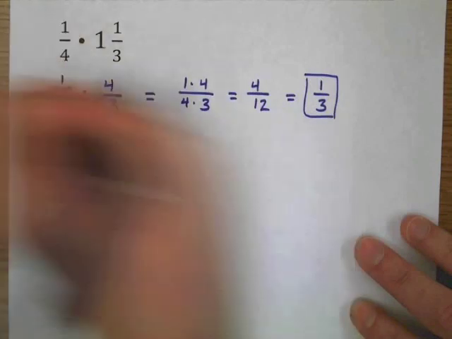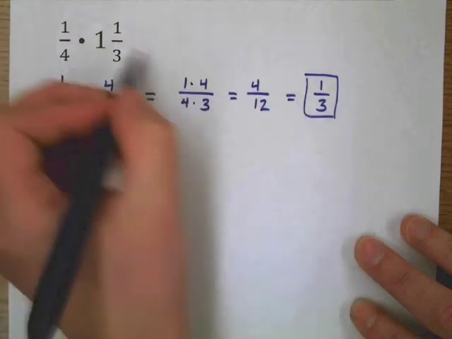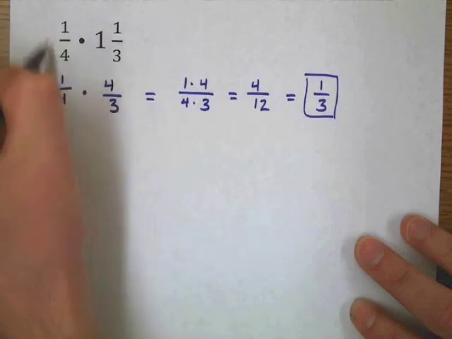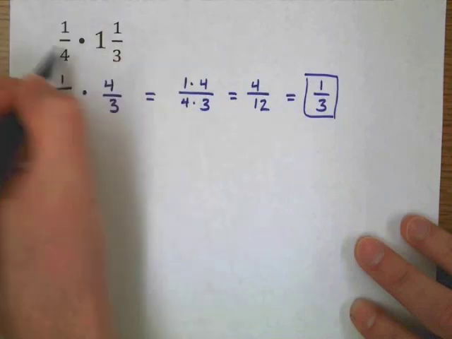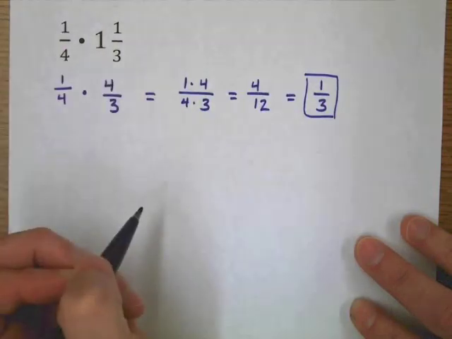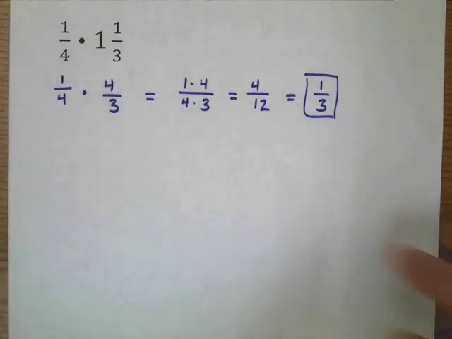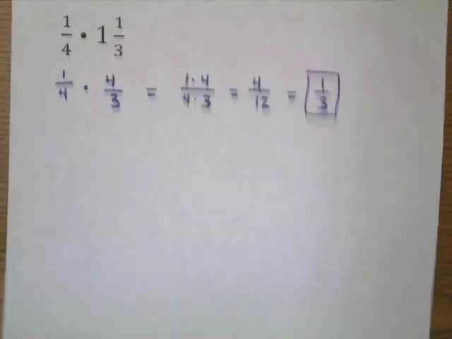That makes sense. I should be coming up with something smaller than what I started with because I'm taking a fraction of something. I'm taking a piece of something else. So I should end up with something smaller, and that's what I did. So let's take a look at another one here.